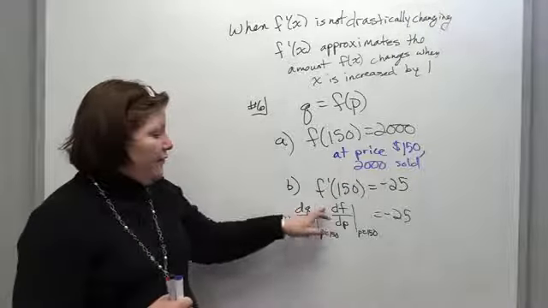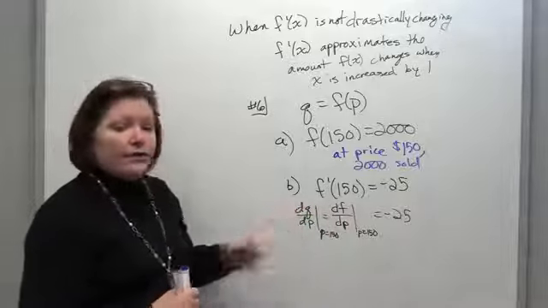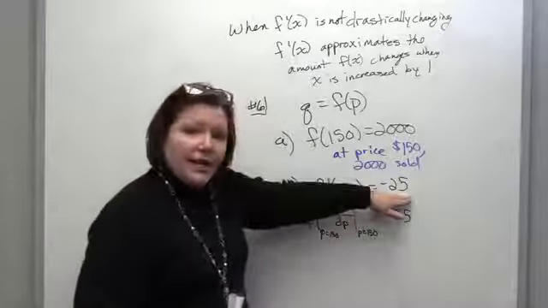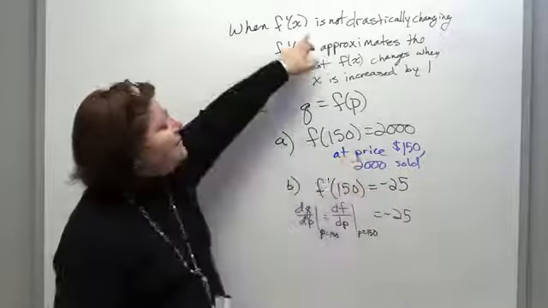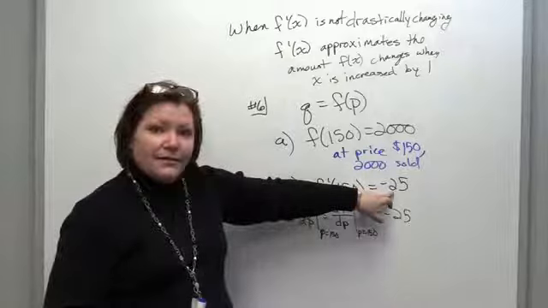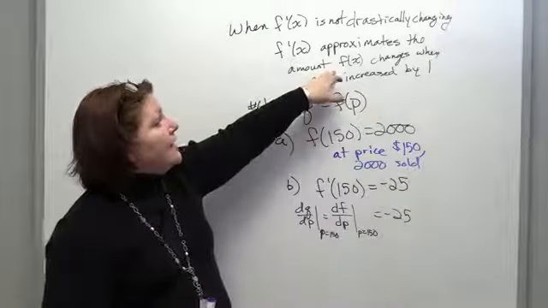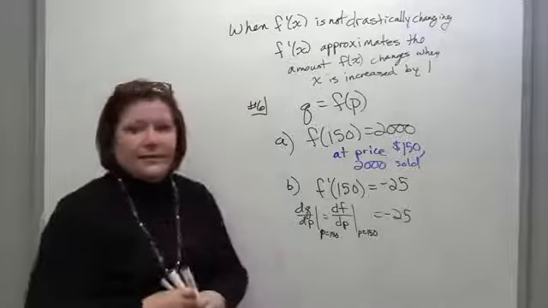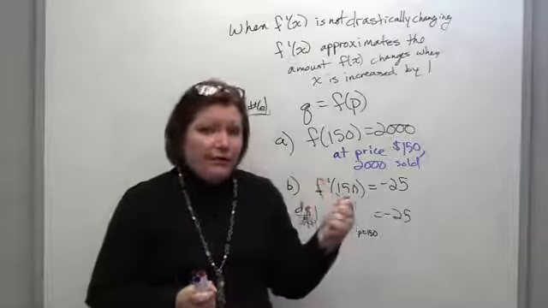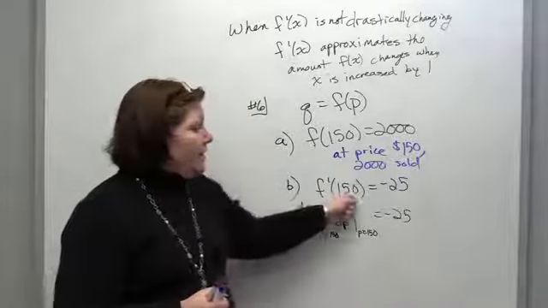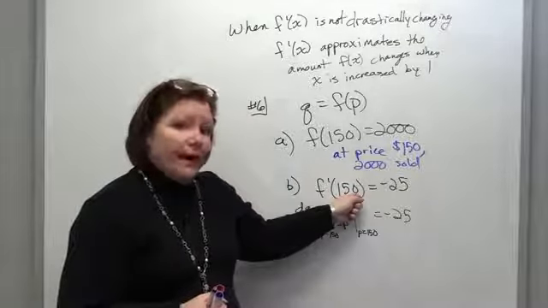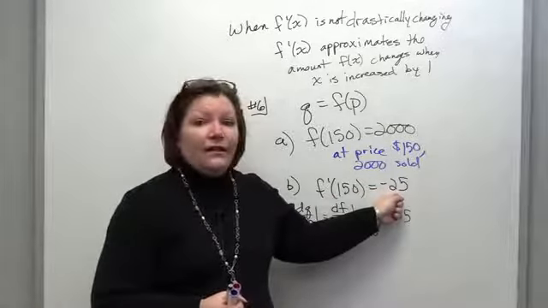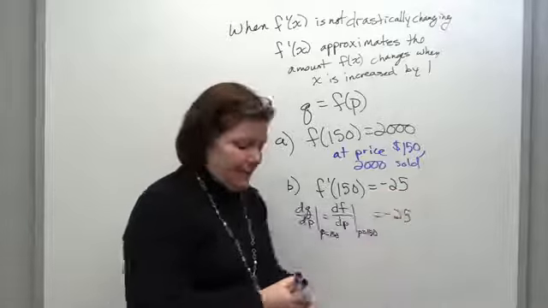The change in F, or the change in quantity, over the change in price. And so rate of change, when this isn't too drastic, this approximates the amount that f of x changes when x is increased by 1. Well, in this context, at the price point of 150, if we were to change our price to $151 instead, we can estimate that we will sell 25 fewer items.